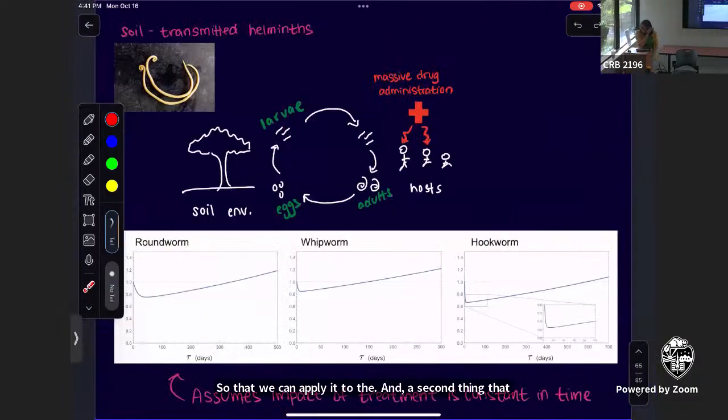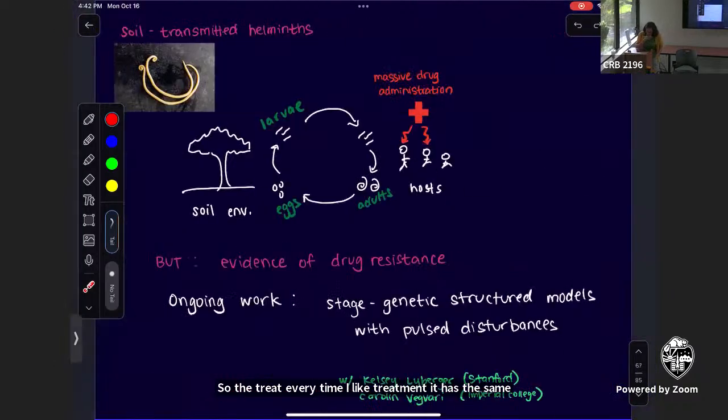A second thing that I'm working on is based off of the soil transmitted helminths. One thing you'll notice is that in this model, in trying to optimize the period, I'm assuming that the impact of treatment is constant in time. So every time I apply treatment, it has the same exact effect on the populations of worms. But we know there's a lot of evidence, especially in the veterinary literature, that these helminth species are evolving drug resistance. So some ongoing work is to build and analyze a stage and genetic structured model with these pulsed disturbances, to tease apart what kinds of control strategies we can use to drive this population to elimination in spite of the evolution of resistance to this drug. And this is ongoing work with two other people.